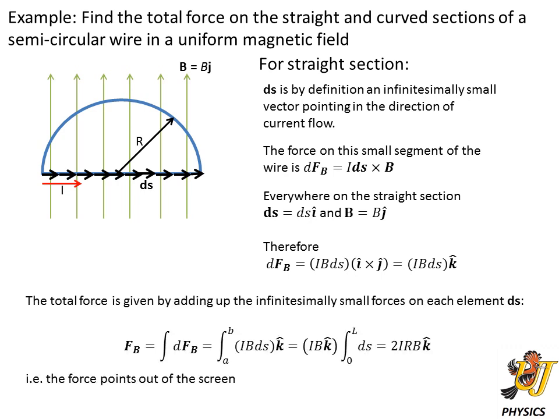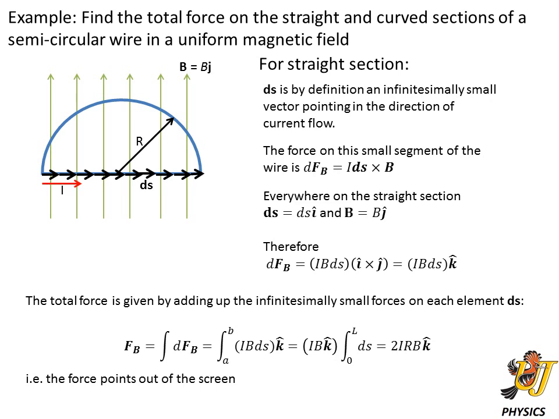To find the total force on the straight section, we add up all the forces on all the individual small infinitesimal elements ds, which just constitutes an integral over the entire length of the straight section of the conductor. Given that the current and the magnetic field are constant, and that the orientation of ds and the magnetic field is also constant over the entire straight section of the conductor, the only variable in the integrand is ds itself.